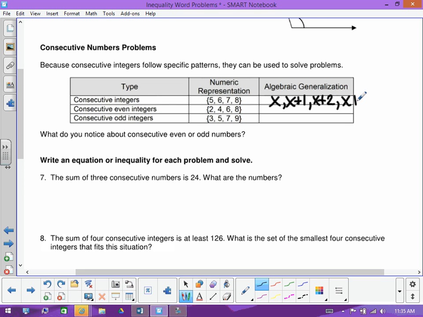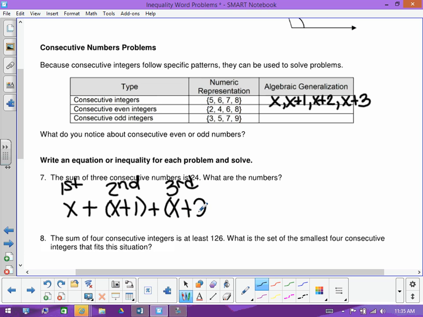So if we're talking about, like number 7, the sum of 3 consecutive numbers, we're going to use this right here. So on number 7, our first number, whatever it is, we're going to say it's x. Sum means to add. So the second number is 1 more than that. And the third number is 2 more than the original. This is your setup every time that we talk about consecutive numbers.